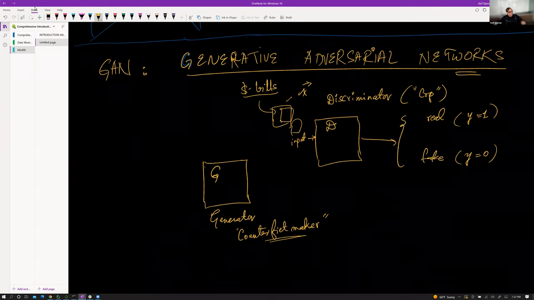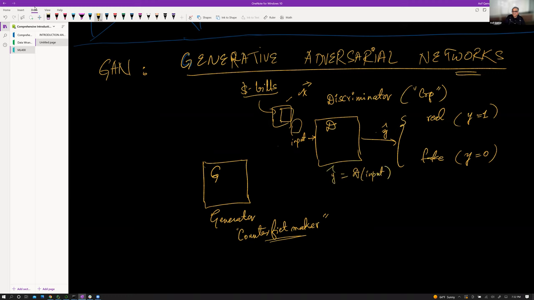So this is very interesting. It will produce a Y hat of its own. If you give it X, whatever the input is, it will just do D of input, and that will be a Y hat. And for real data, for real notes, for real dollar bills, yes.